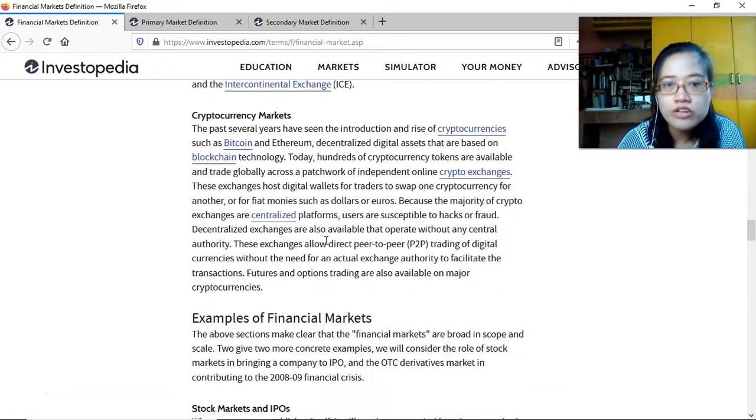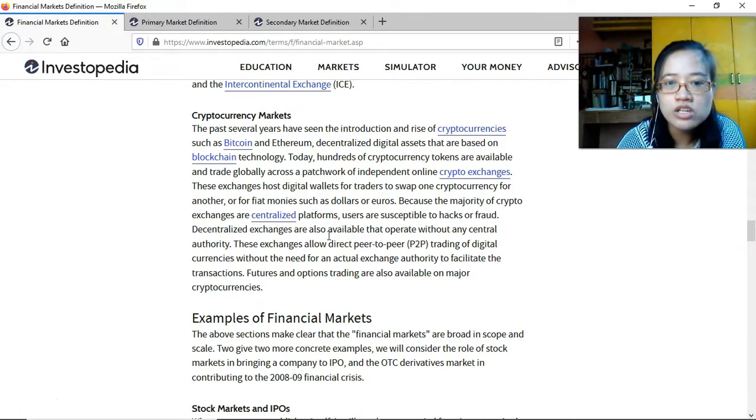Okay, and then we have the cryptocurrency markets. The past several years have seen the introduction and rise of cryptocurrencies such as Bitcoin and Ethereum, decentralized digital assets that are based on blockchain technology. Today, hundreds of cryptocurrency tokens are available and trade globally across a patchwork of independent online crypto exchanges. These exchanges host digital wallets for traders to swap one currency for another, or for fiat monies such as dollars or euros. Because the majority of crypto exchanges are centralized platforms, users are susceptible to hacks or fraud.